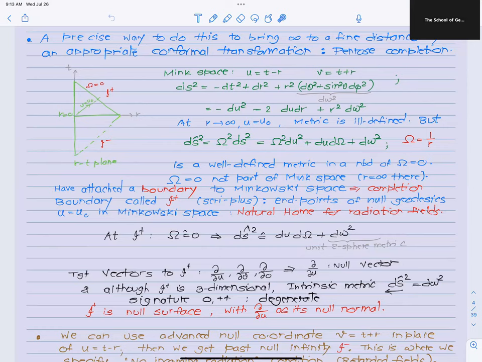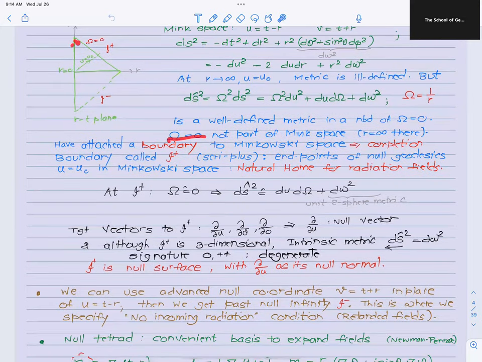So now at infinity, you can use u, omega, theta and phi, with omega instead of r as a coordinate. You find that this metric is perfectly well defined at r equal to infinity, and therefore we add this boundary, which is the future boundary, r equal to infinity, as you go away from the sources in the u equal to constant directions. But of course, omega equal to zero is not part of Minkowski space, because it corresponds to little r equal to infinity. So we attach a boundary to Minkowski space, and this is a completion. This boundary is called scri, and the endpoints of this boundary are future directed null geodesics of Minkowski space. They have their final endpoints on this scri here.